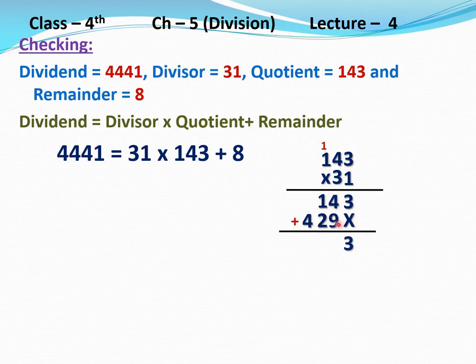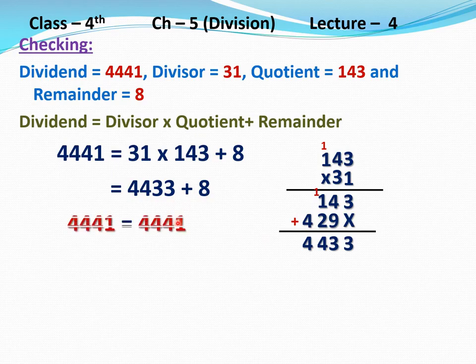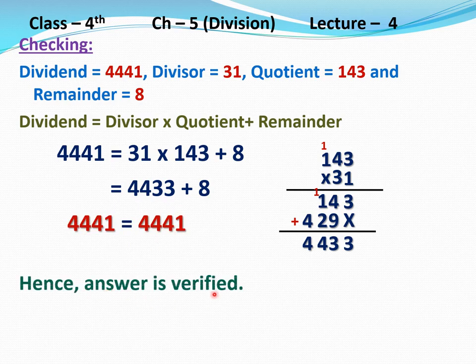Write 3 here. 4 plus 9, 13. Write 3 here and 1 carry. 1 plus 1, 2 plus 2, 4. Write 4 here and write 4 as it is. 143 multiply 31 equal to 4433. Write down. 4433 plus 8. Now we will do addition. 4433 plus 8, that is equal to 4441. See, left hand side and right hand side both are equal, hence answer is verified.